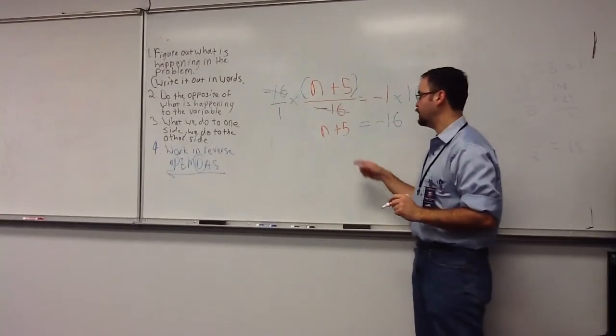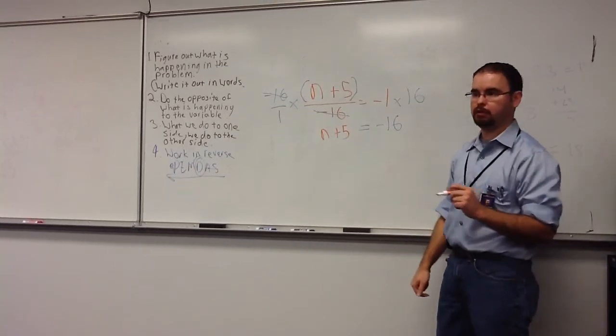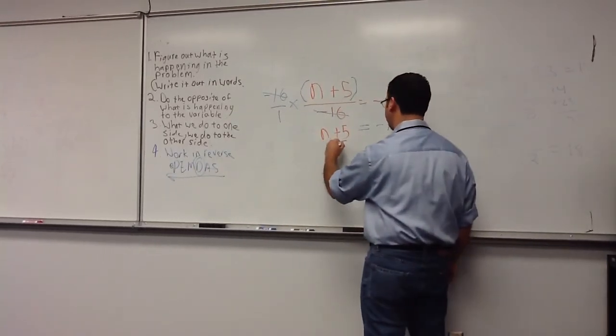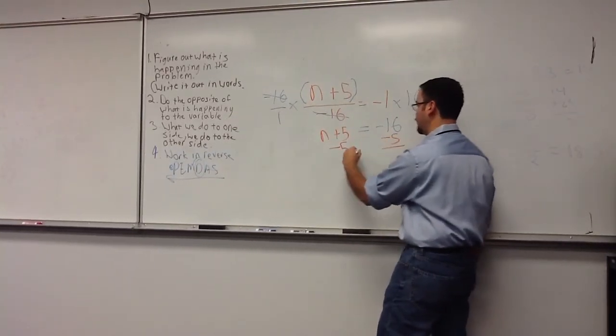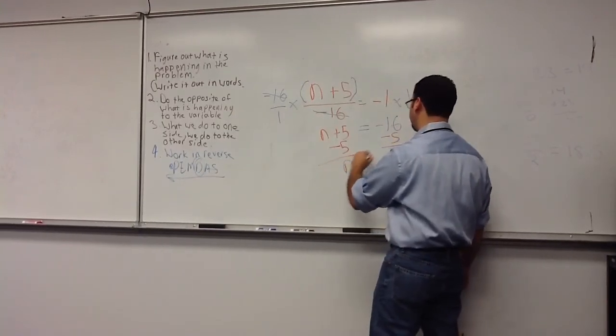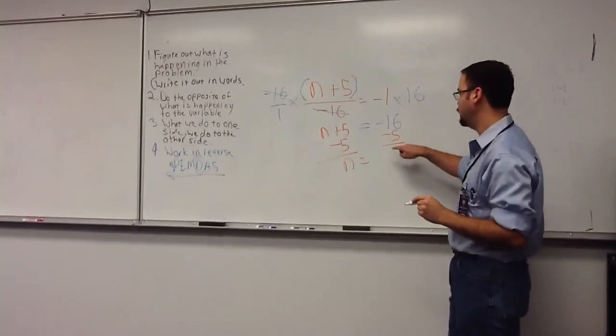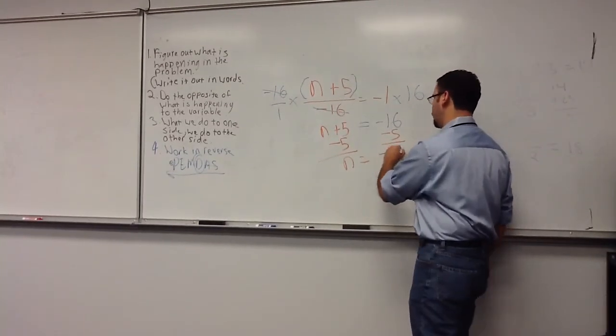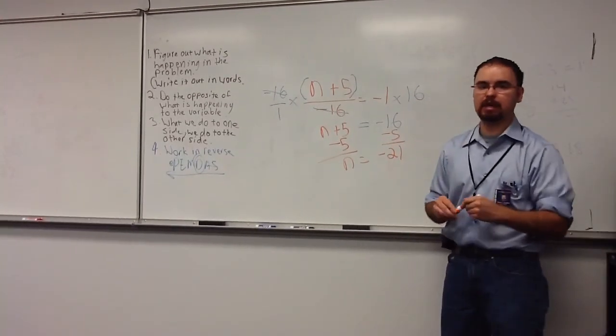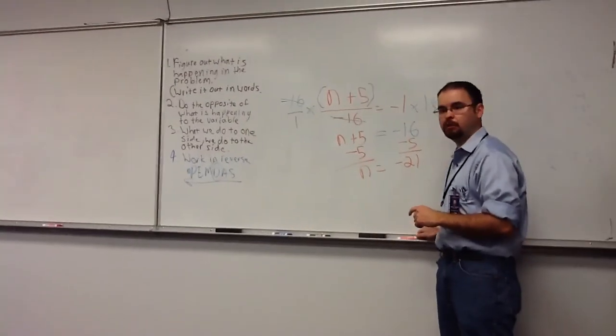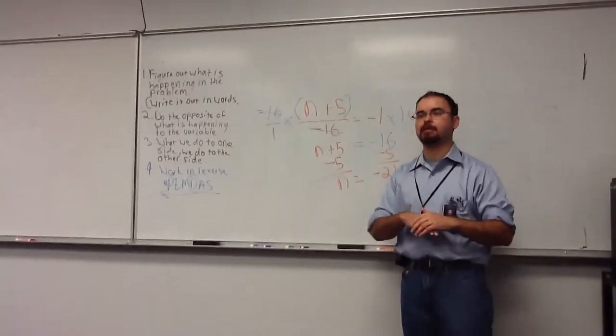Okay? So now I can do the opposite of this one. I'm going to take away 5 from this side. I'm going to take away 5 from this side. And then I get N is equal to negative 16 minus 5, which is equal to negative 21. And that's my answer. Okay? Any questions? All right. That's good.